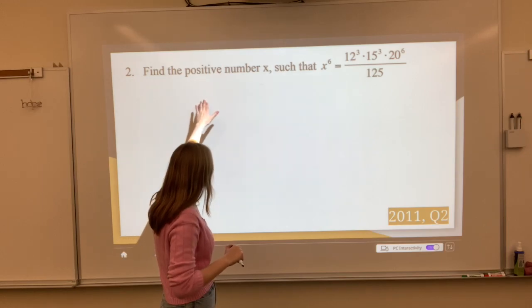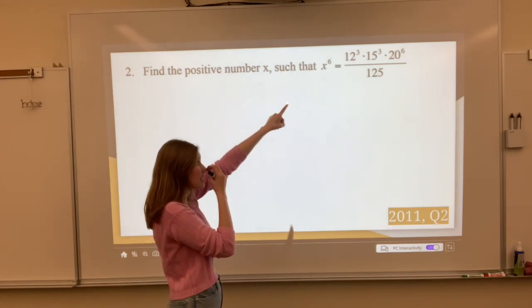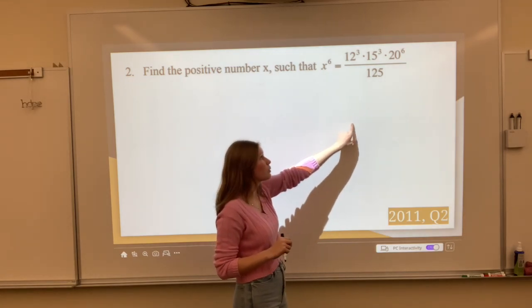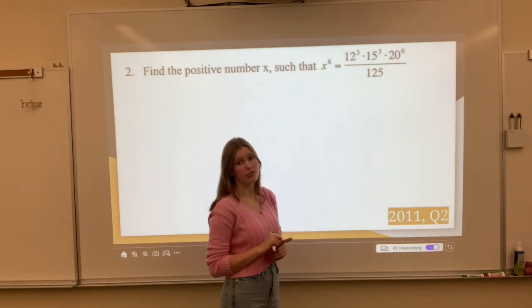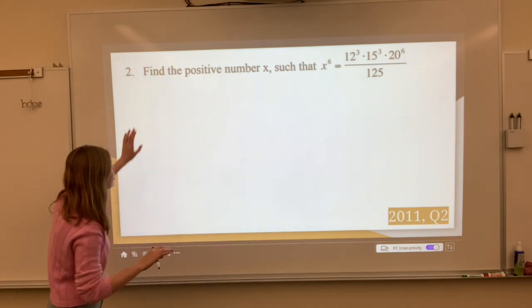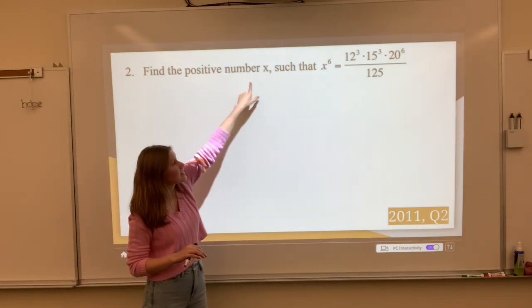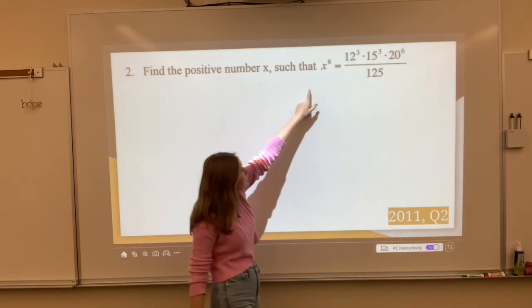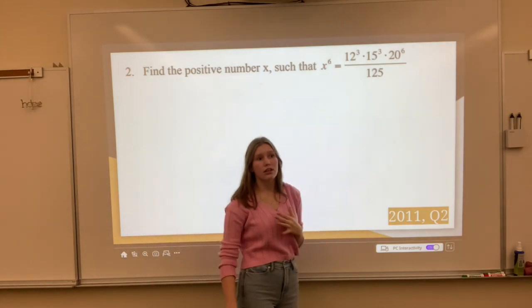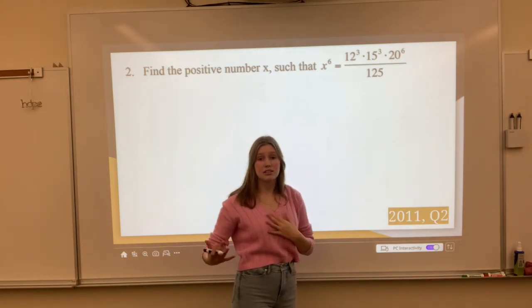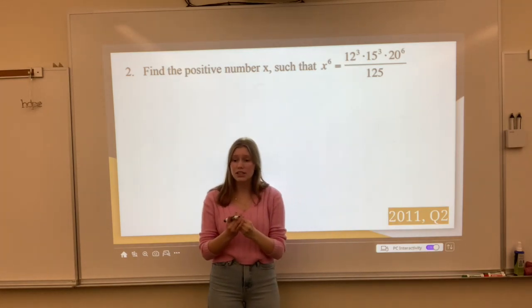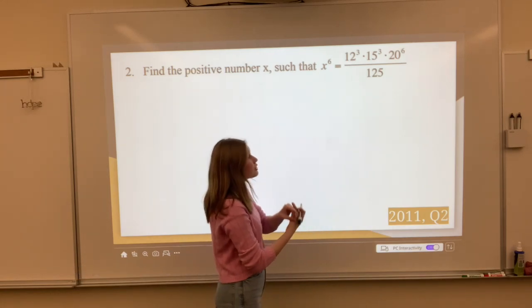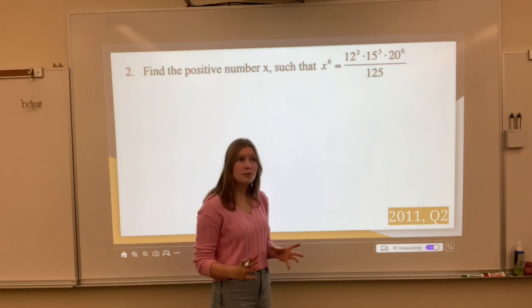Find the positive number x such that x to the 6th is equal to 12 cubed times 15 cubed times 20 to the 6th, all over 125. Now first, let me just point out the positive number x. This is important because x is being raised to an even exponent. So any number, positive or negative, raised to an even exponent, you're going to get an even answer. So technically, there is going to be a plus or minus x.